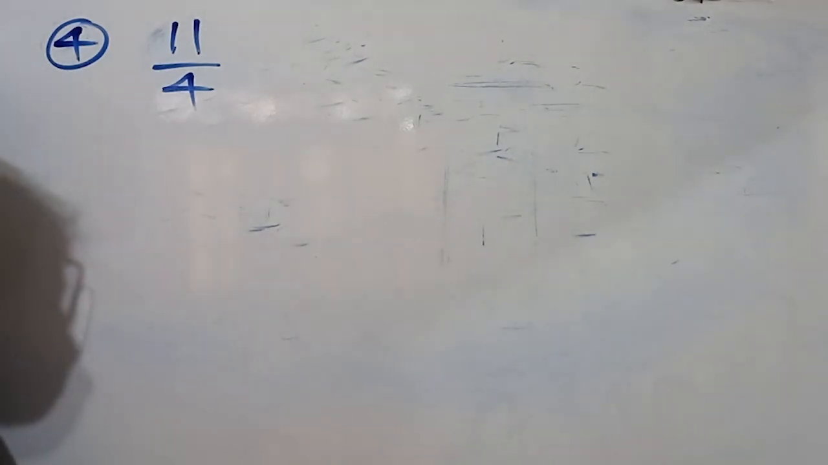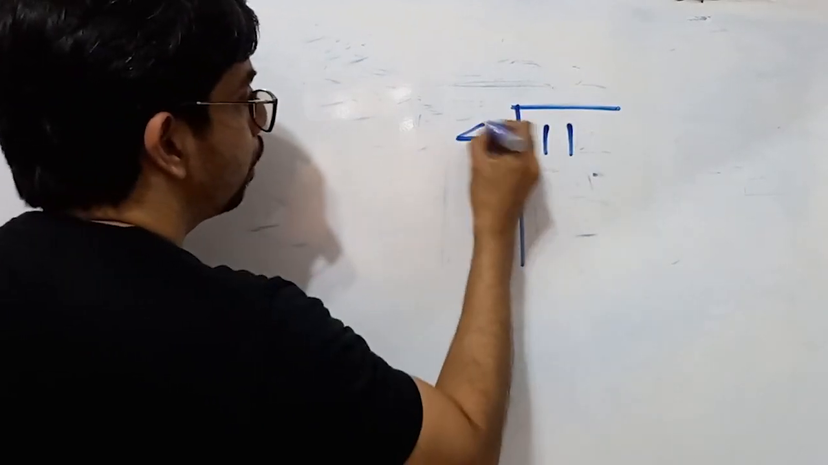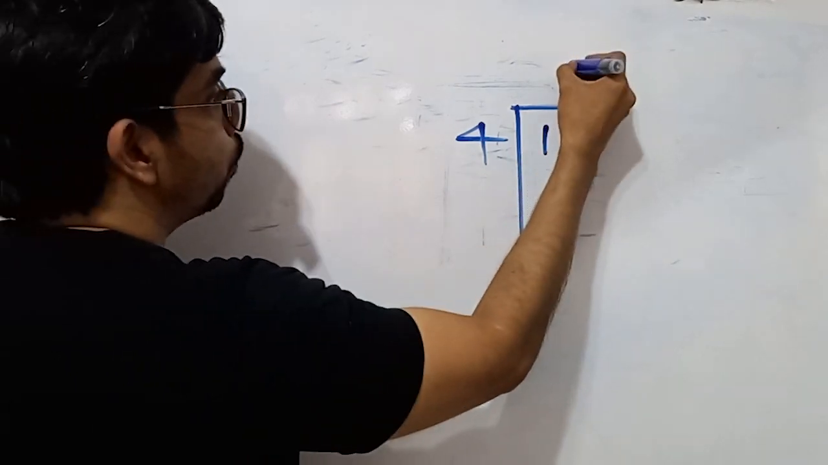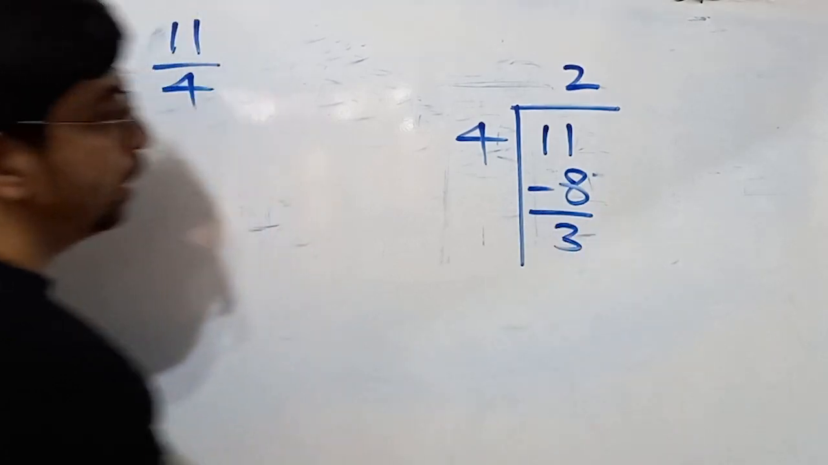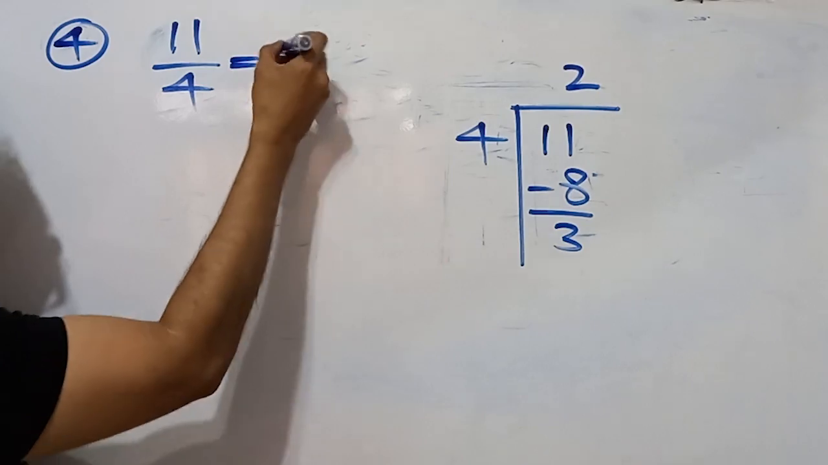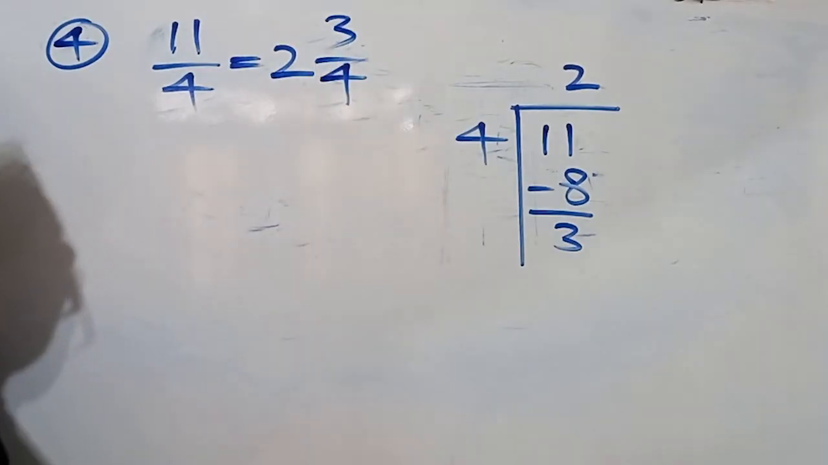Question number 4. So we have 11 by 4. Right. So 11 we have to divide by 4. How many 4s are there in 11? We can go up to 2. 4 into 2, that is 8. 11 minus 8, we get a 3. So that means here the whole number part is 2. Denominator is 4 and the numerator is 3.